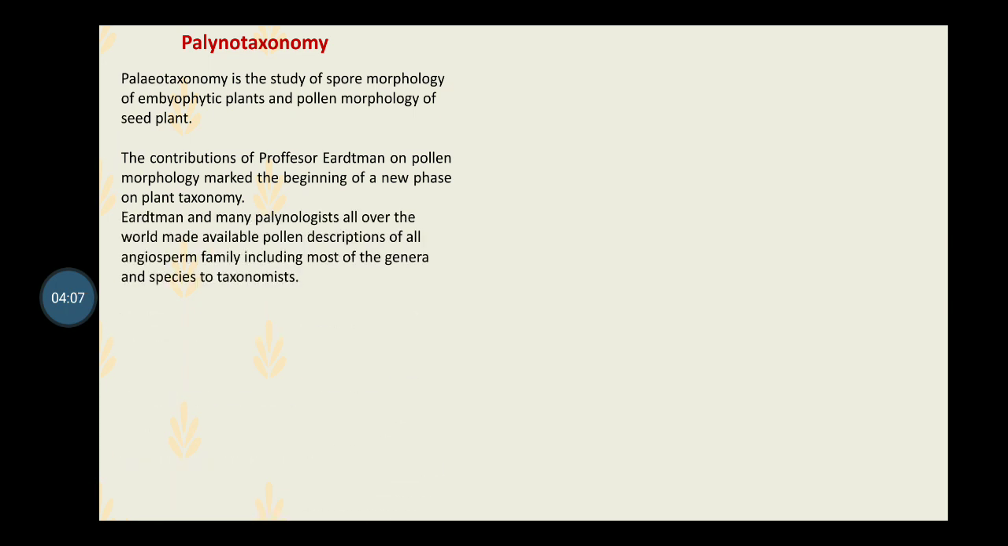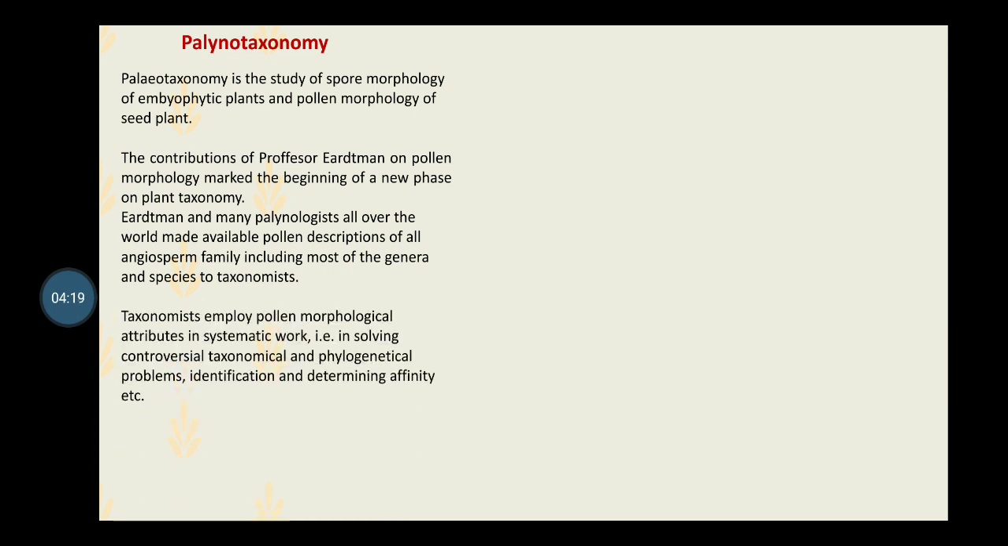Erdtman and many palynologists all over the world made available pollen description of all angiosperm families, including most of the genera, species, etc., to the taxonomist. Taxonomists employ pollen morphological attributes in systematic work, that is, in solving a controversial taxonomical and phylogenetical problem and the identification of different plants. When controversy arises, that can be solved with Palynotaxonomy.